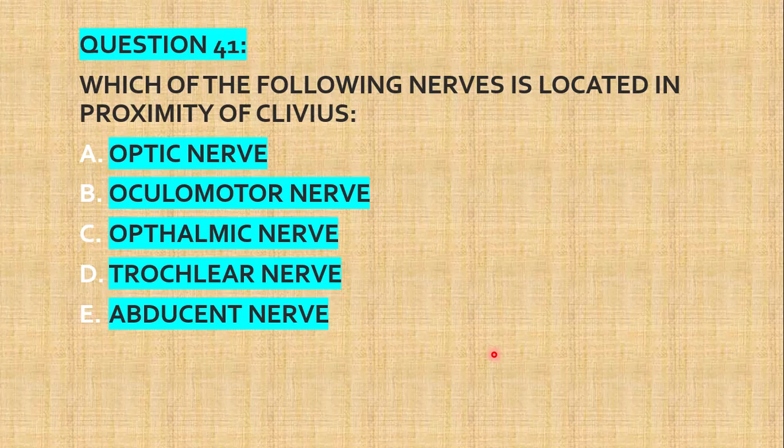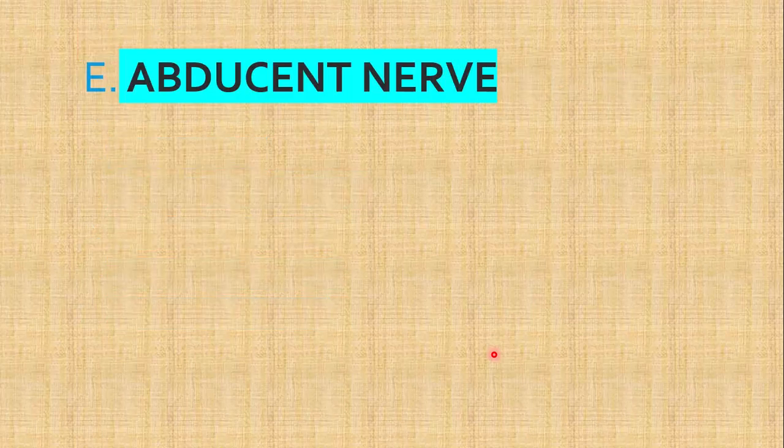A. Optic nerve. B. Oculomotor nerve. C. Ophthalmic nerve. D. Trochlear nerve. E. Abducens nerve. And the answer is the abducens. The abducens is the answer to this question, the innervator of the lateral rectus. And the answer is the abducens nerve.